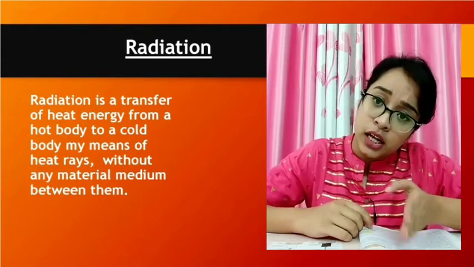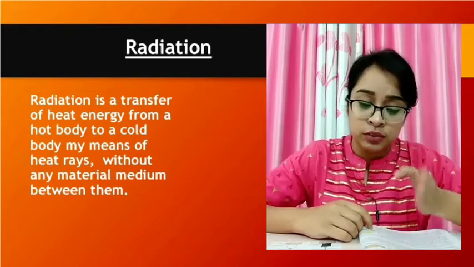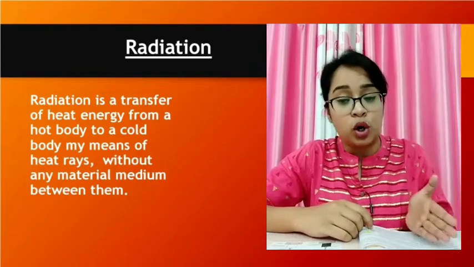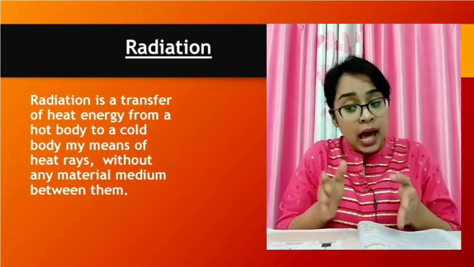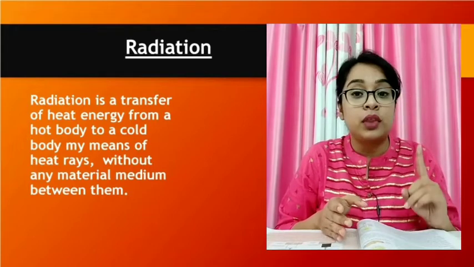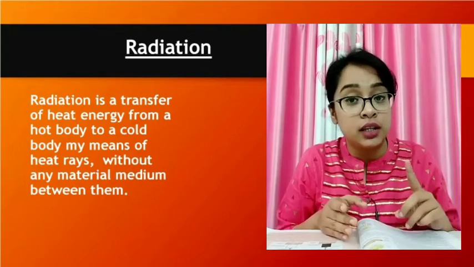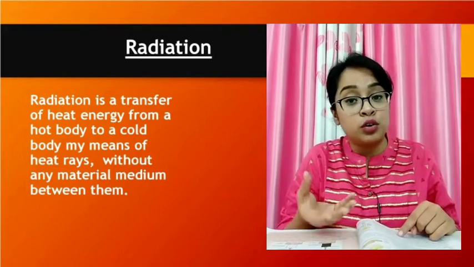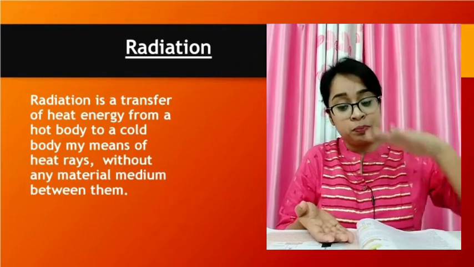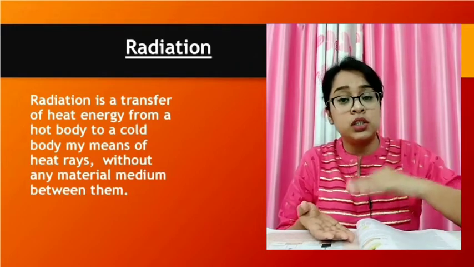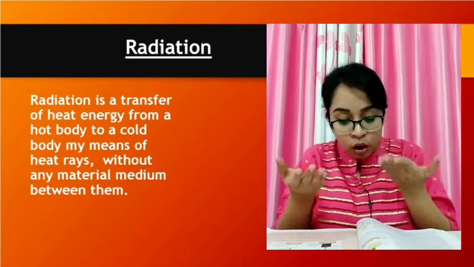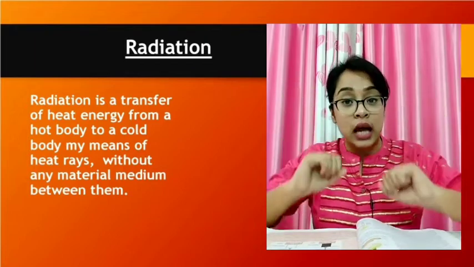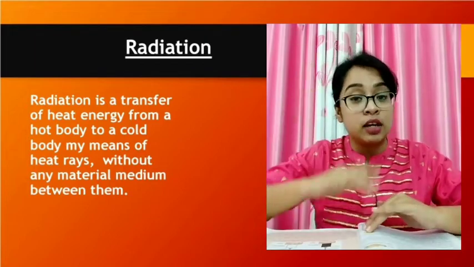Students, in case of conduction, you have seen that there must be a direct contact of the flames or the hot object with the cold object. And in case of convection, one thing is required, that is the convection current. In order to form the convection current, the flames or the hot object must be present at the bottom of the object. That means the hot air or the liquid needs to rise up. Then only there will be a convection current.